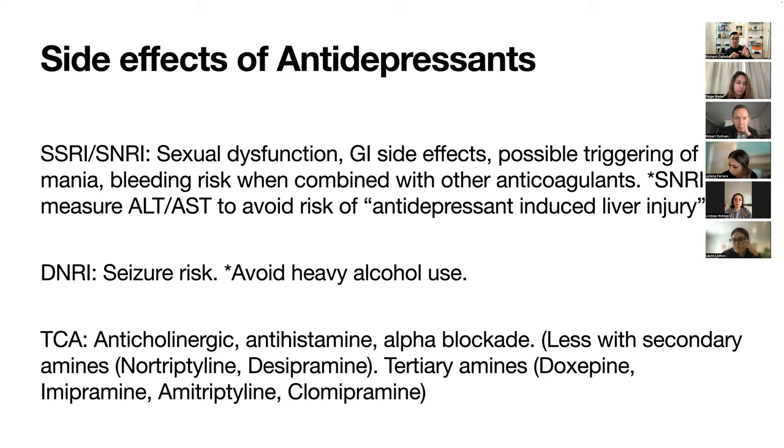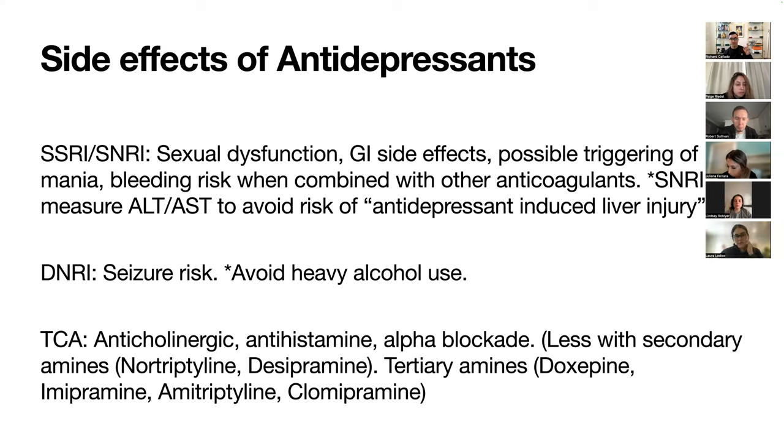All right. For SNRIs, it can cause something called antidepressant-induced liver injury. All right. Be careful and make sure you check ALT, AST regularly. I would probably check at least once or twice a year in people on SNRIs. So that would be your Effexor, your duloxetine, your Pristiq. All right. Those are the most common SNRIs.